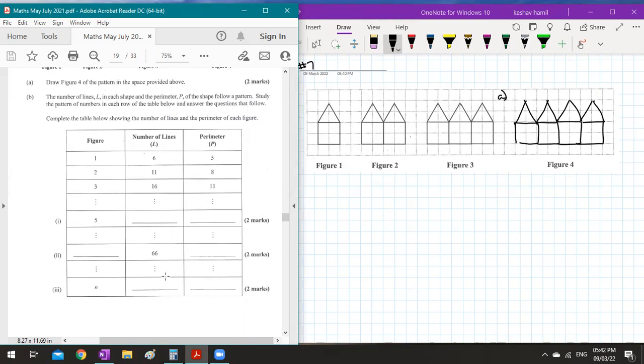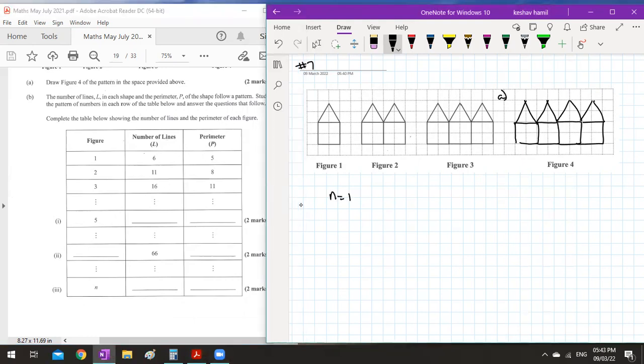Now, sometimes it is easier to figure out the formula and then move backward, sometimes not. Well, let's look at this. So if n is 1, we get L is equal to 6. And n is 1, we get P is equal to 5. Right? So let's show you what I mean. Lines 1, 2, 3, 4, 5, 6. Right? And perimeter 1, 2, 3, 4, 5. Right? So that's what I mean by lines and perimeter. Now we need to figure out what is the formula or the function.